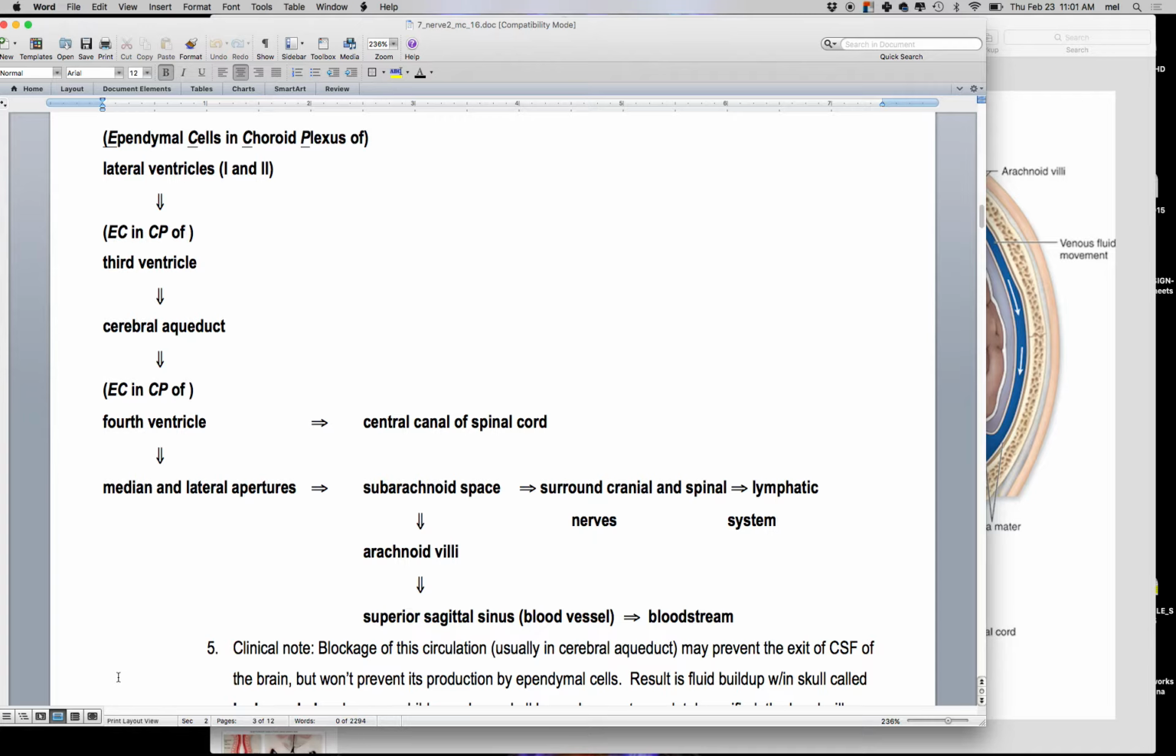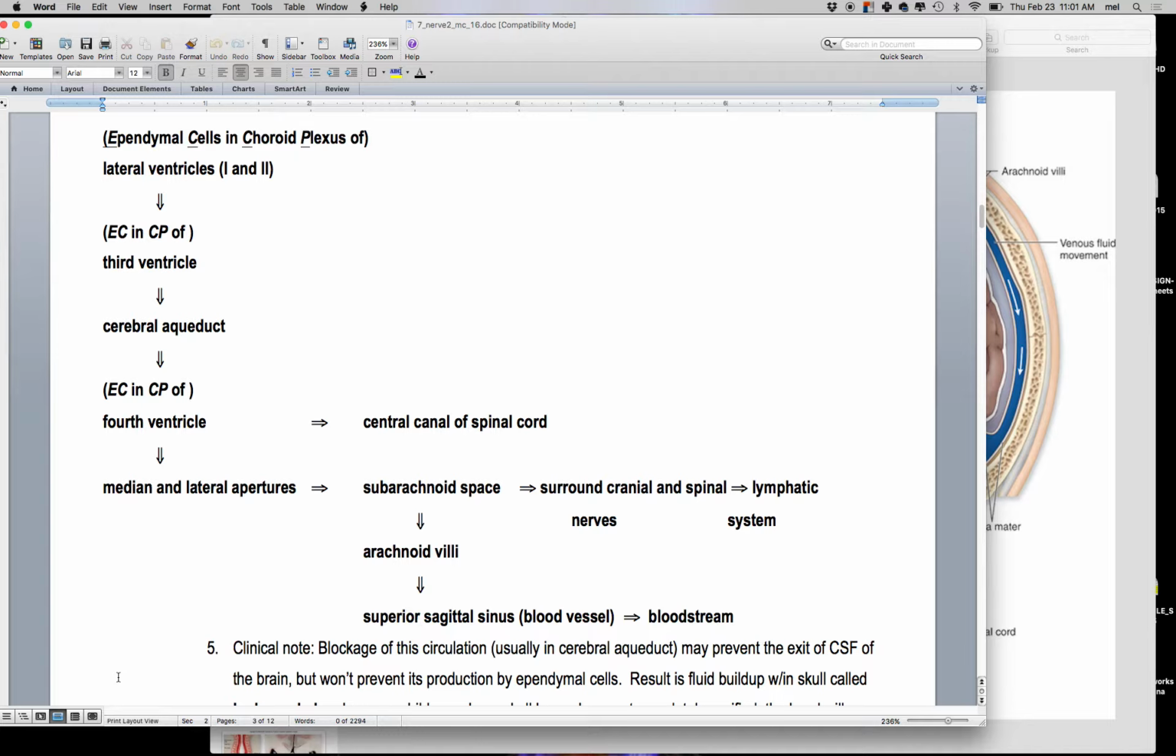And then there's a couple of possible fates. You can go down the central canal of the spinal cord. By the way, if you go into the central canal, you're not going into the subarachnoid space. It's just staying inside the tissue, and it gets pushed back up, too. Or you can go out the median and lateral apertures into the subarachnoid space. That's how you get into the subarachnoid space.